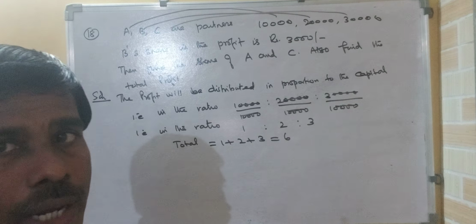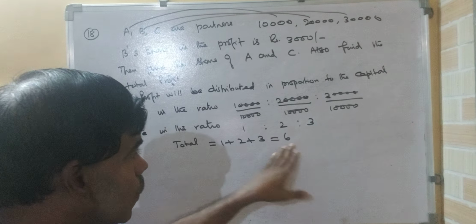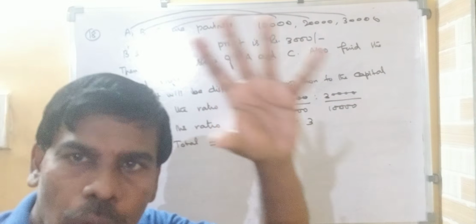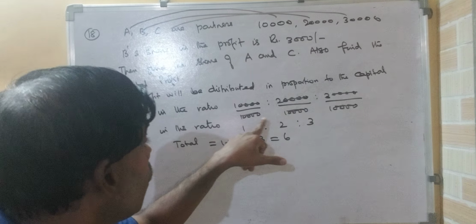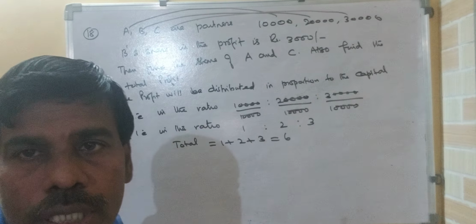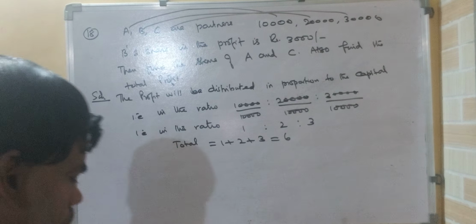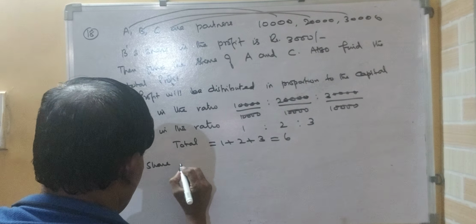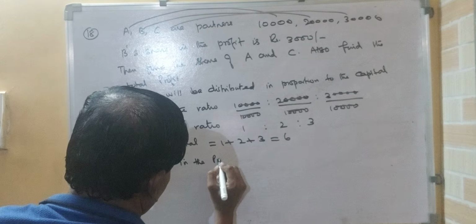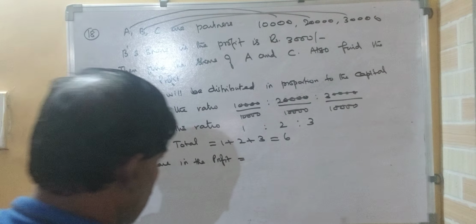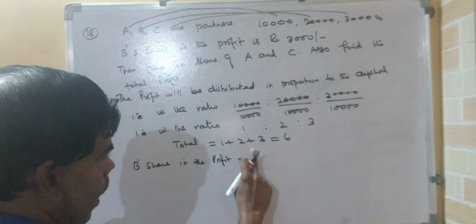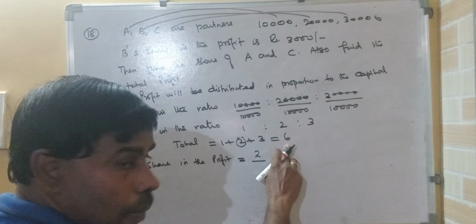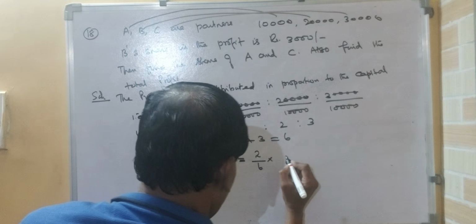Now listen very carefully. See, if you are dividing the profit into 6 parts, A should get 1, B should get 2, C should get 3. This is the proportion, or the ratio. Now, what is B's share in the profit? How much should he get? B gets 2 out of 6 into total profit.